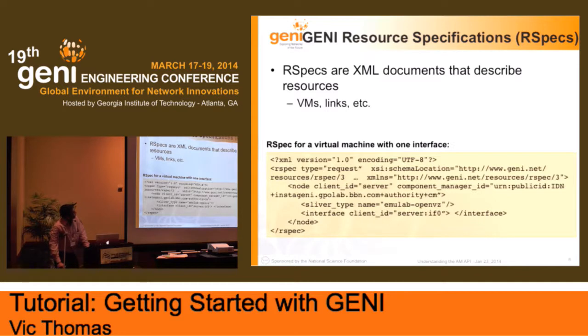So an RSpec is essentially a resource specification. It's an XML document that describes resources. Resources could be virtual machines, raw PCs, links, switches. So these are all resources. An RSpec, like any XML, is pretty ugly and hard to read. But fortunately, most of the time, you would not have to read or write RSpecs. It's handy, though, to know to look for certain fields in RSpecs if you're doing something a little more advanced.